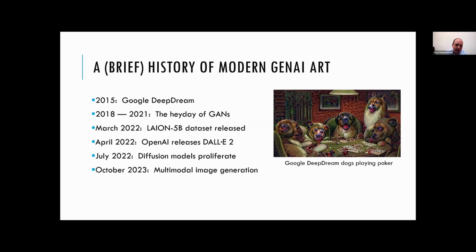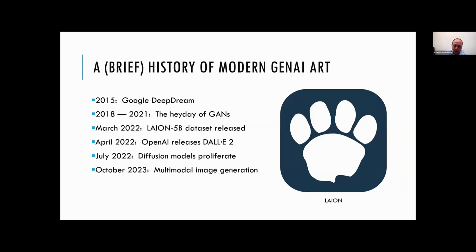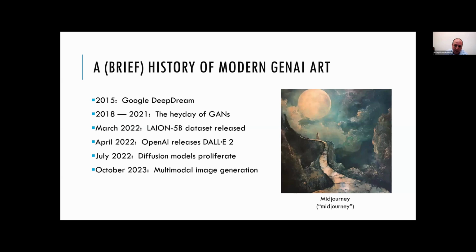From 2015's Google Deep Dream to the explorations of text-generated GANs like Ryan Moulton's 2021 Tour of the Sacred Library, these have been followed by the more tech-savvy of the digital world, but have largely gone unnoticed by the general public. It's only since 2022 that this has really accelerated, and that started with the previously mentioned LAION-5B dataset. Within a month of its release, OpenAI released DALL-E 2, and other diffusion models like Midjourney proliferated from there.